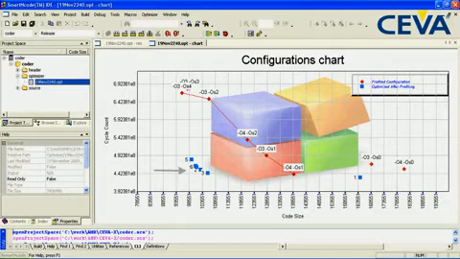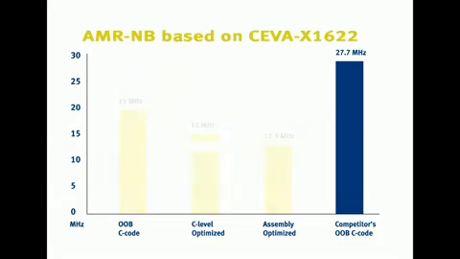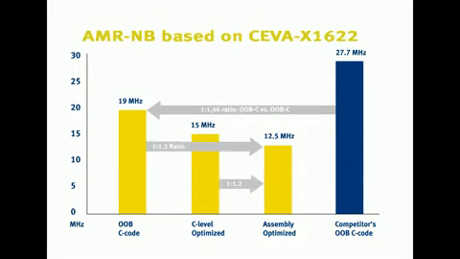might have considered using. For example, in this project, we use the AMR-NB standard reference code on the Ceva X1622 Dual Mac DSP. Using out-of-the-box pure C-code compilation, this DSP requires only 19 MHz without any user intervention. This automatically achieved result can be further optimized using C-level optimizations, reaching 15 MHz for the same application and running on the same Dual Mac DSP. In contrast, a fully optimized handwritten assembly code would require 12.5 MHz.